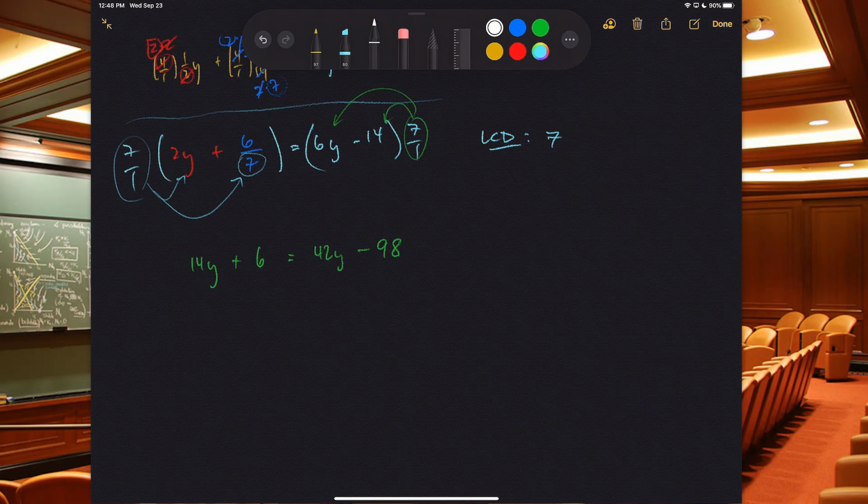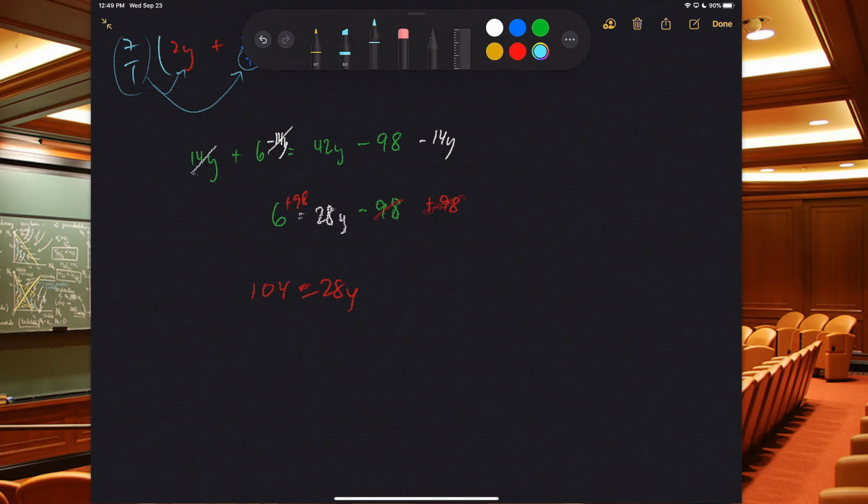So collect the variable terms. We'll subtract 14y from both sides. 42 minus 14 is 28. Minus 98 equals 6. Add 98. We get 28y equals 6 plus 98 is 104. And then we multiply both sides by 1/28. Get these to cancel, we get y equals 104 over 28.